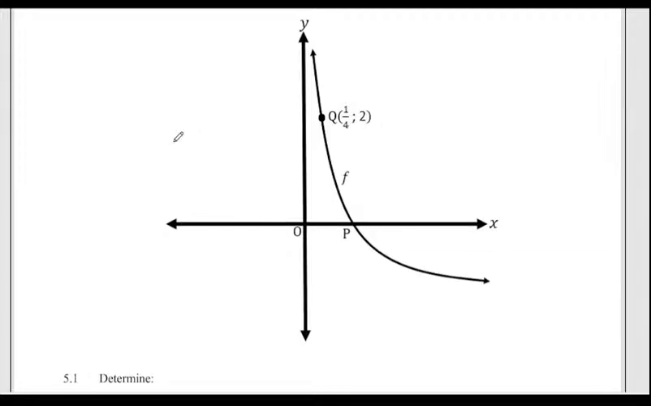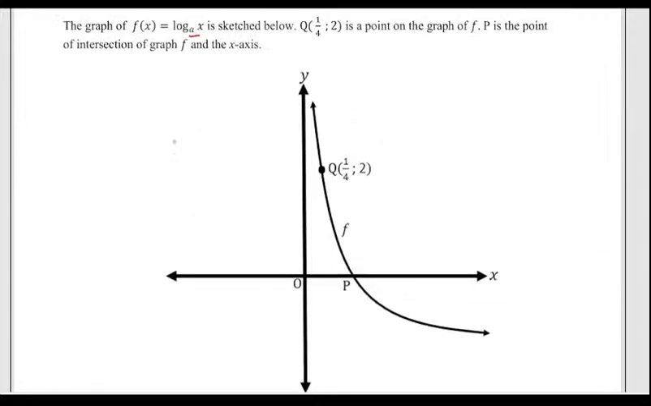So for us to get the value of a, let's just substitute. Where there is y, we can put a 2. Where there is x, we can put a quarter. So 2 is equal to the log of 1 over 4 with base a. This a is a base, meaning that even when we flip from log form into exponential form, this a still remains. So a squared is equal to 1 over 4.